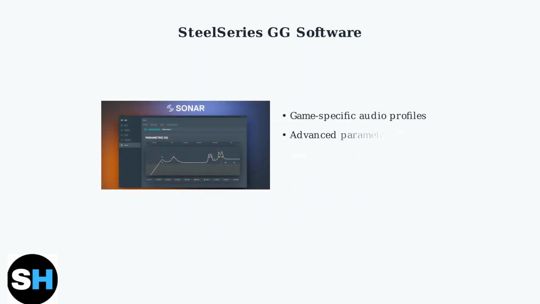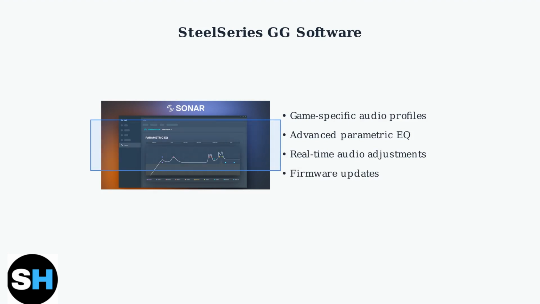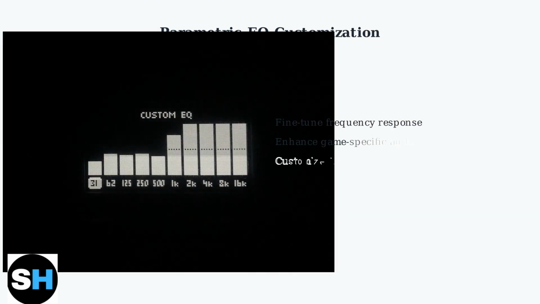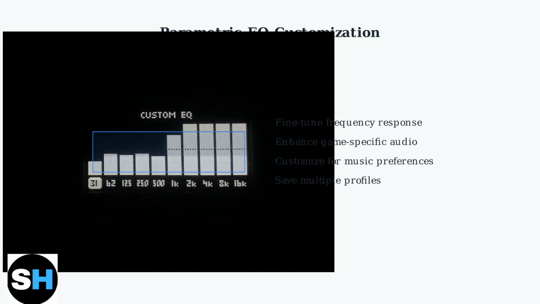The SteelSeries GG software provides advanced customization options. The Sonar tab offers game-specific audio profiles and detailed parametric equalizer controls for fine-tuning your audio experience. The parametric equalizer allows precise frequency adjustments across multiple bands. While the Arctis Nova Pro has a balanced sound profile, custom EQ settings can enhance specific game audio or personal preferences.